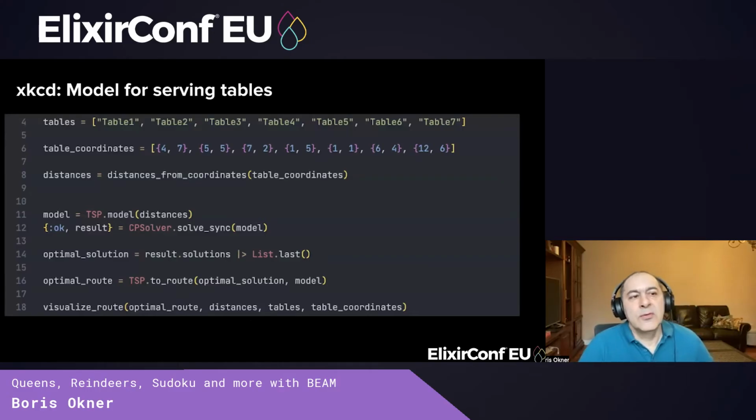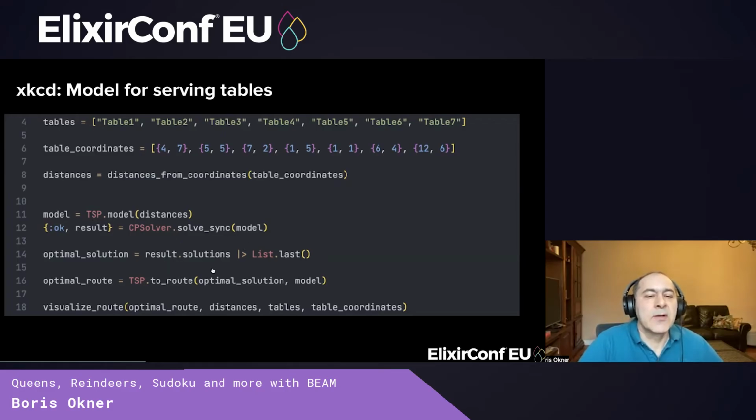Okay, here there are 7 tables, and I had to just make up table coordinates to make it more interesting. Those coordinates are not in XKCD, but yeah, I just did it. So the TSP model needs distances as an input, and it's a packaged model. You can look up the details in that LiveBook on how it's done. I just put this packaged model for brevity. We feed it to the solver.